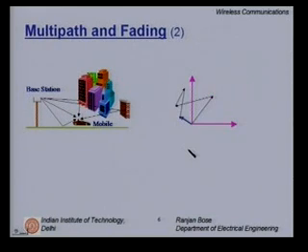And now the mobile has moved a little further, and this time I have got another vector sum, and so on and so forth. So as I move around, I get an increase or decrease in the amplitude as well as a random phase associated with it. This is called fading.